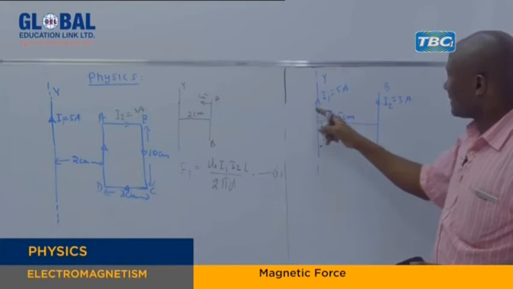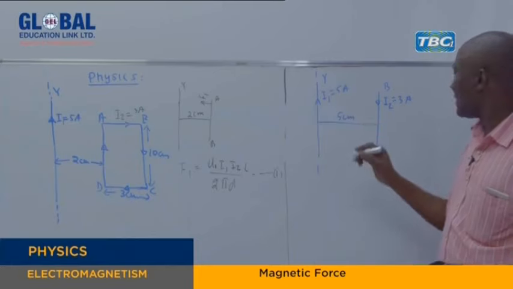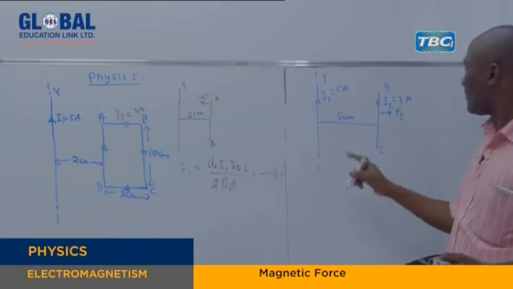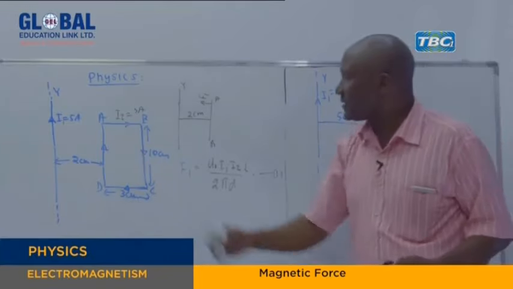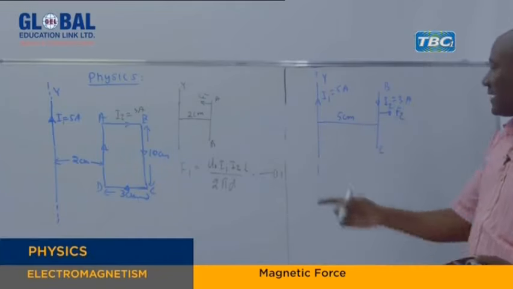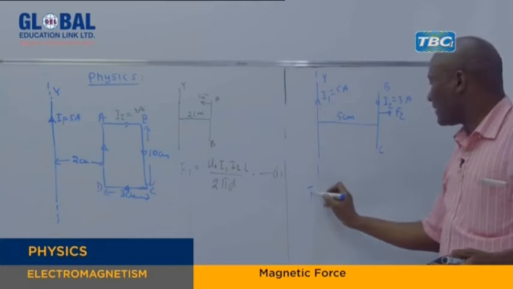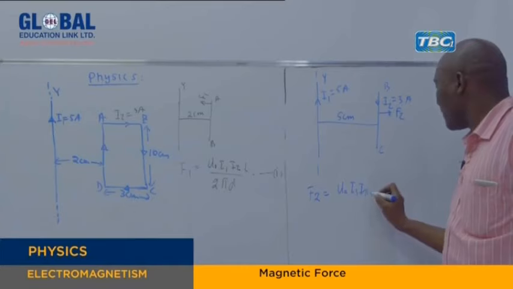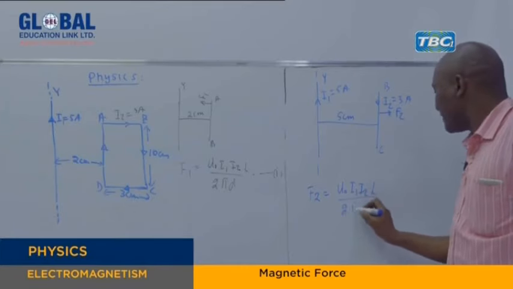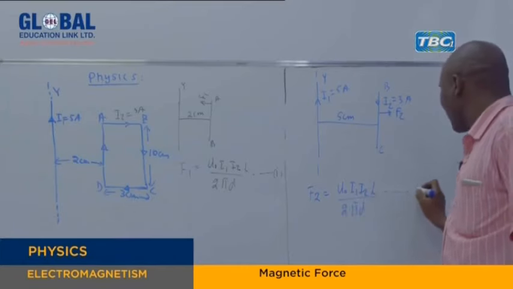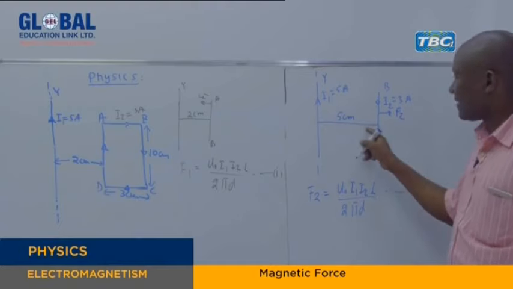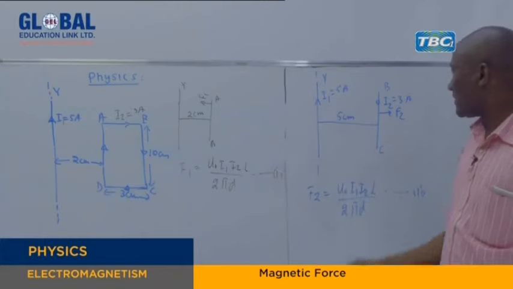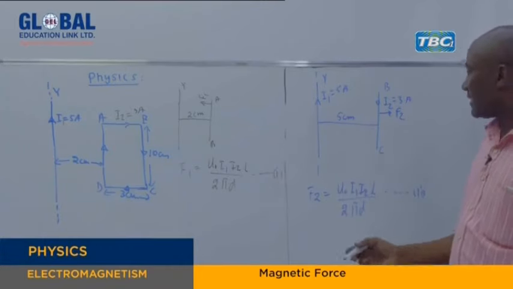Now, because we have seen these two currents are moving in opposite directions, there will be a repulsive force, that is F2. F2 is moving to the right, F1 is moving to the left. And we find the magnitude of that force equals mu I1 I2 over 2 pi d. What changes here is the distance between the two. This is 5 and this is 2. After finding the magnitude of the forces, you can now find the net force.